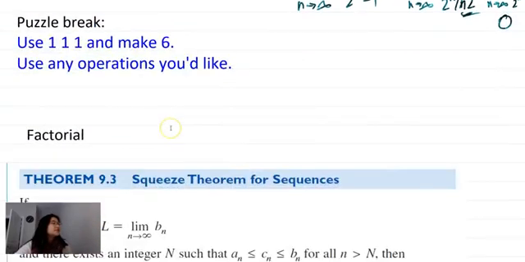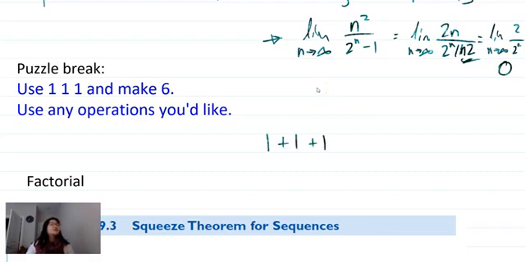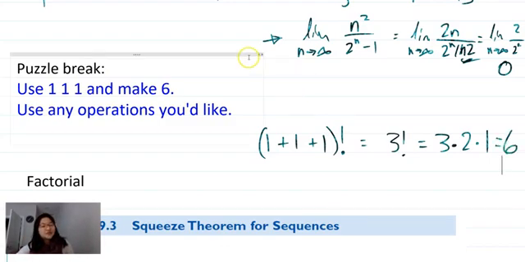Alright, so here's a puzzle. Use 1, 1, and 1 to make 6, and use any operations that you like. My suggestion is to use factorial. So pause the video, think about this puzzle. So what could you do? You could do 1 plus 1 plus 1, but then throw a factorial. So then you get 3 factorial, which is 3 times 2 times 1, and that's going to give us 6. Cool. Factorial is going to be useful.